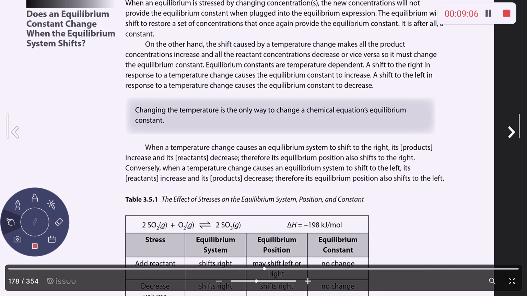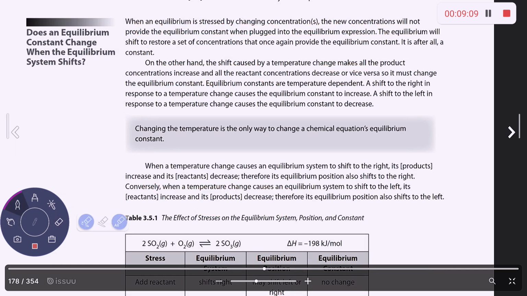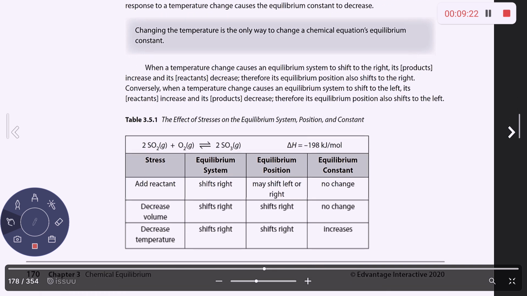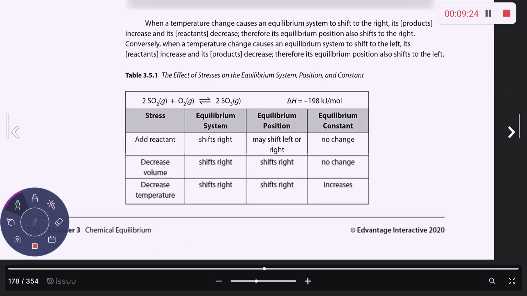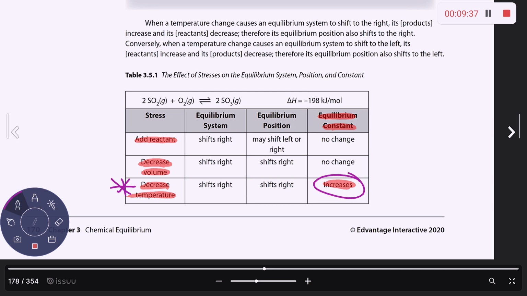When you're looking down here at what you can do to change the equilibrium constant, changing the temperature is the only way to change the equilibrium constant value, and that is observed in the table at the bottom of the page. Down here you will notice that they added reactant, they changed the volume, and then they changed the temperature. The only one that changed the equilibrium constant was the temperature.